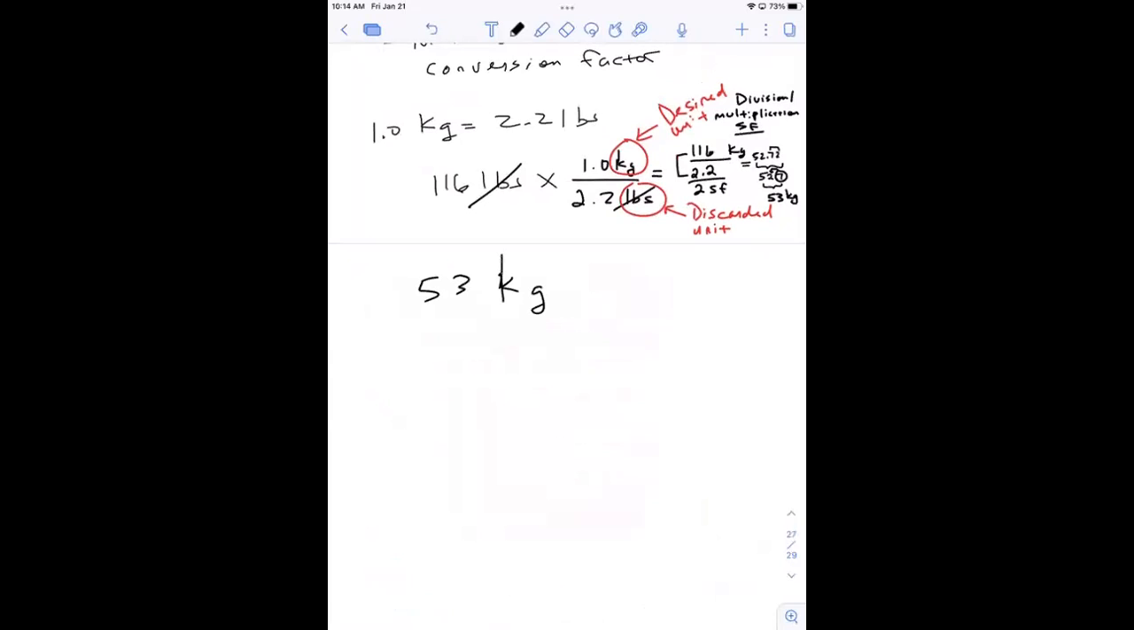kilograms. That's a lot of meth, by the way. That's a whole lot of meth. That's some Walter White action right there.